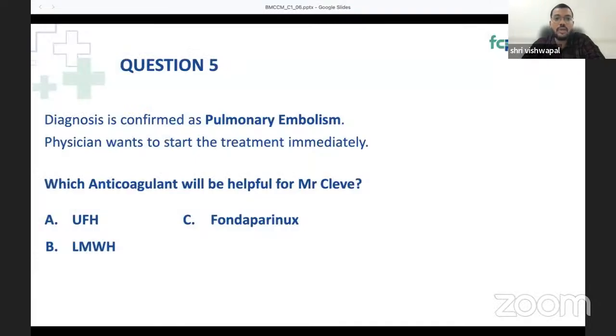So the next question is, once the pulmonary embolism has been diagnosed for Mr. Cleve, the physician wants to start an anticoagulant immediately. What would be the choice of anticoagulant? Heparin, low molecular weight heparin, or fondaparinux? Any guesses? Okay, so it's heparin.